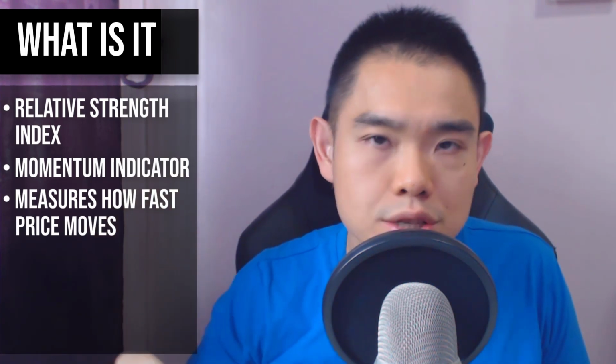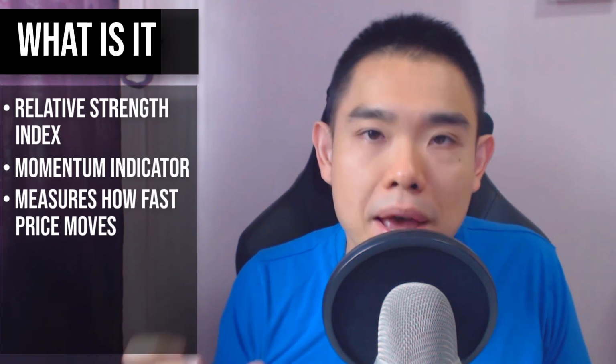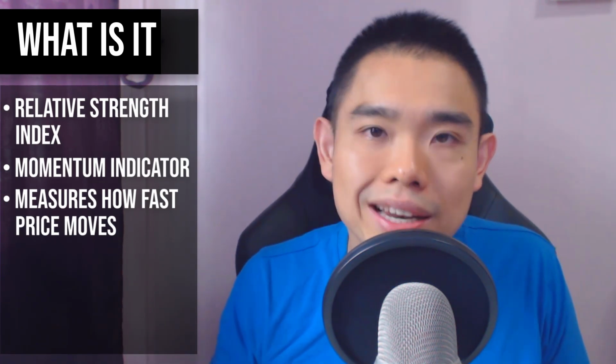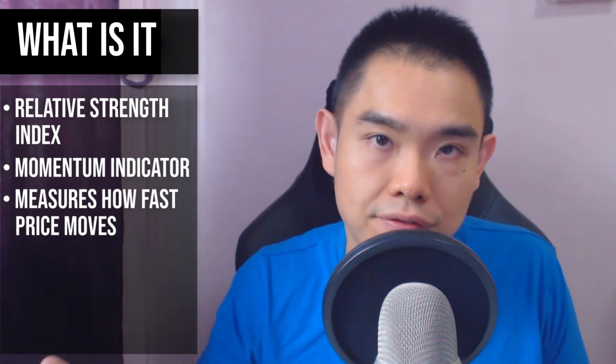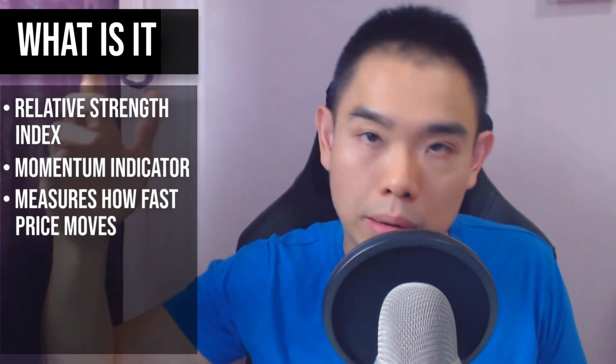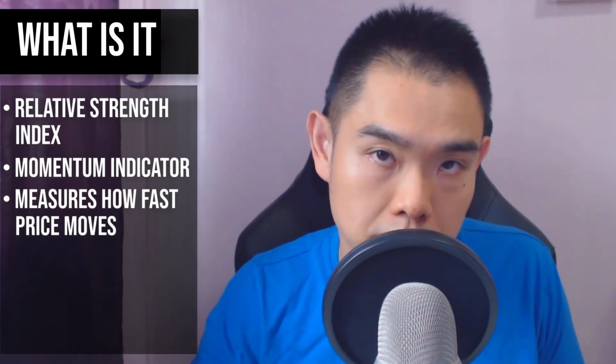So as you can see, the main concept that I want you to take away is that the RSI is a measure of momentum. It measures how quickly the price goes up or how quickly the price goes down, and that's how your RSI can fluctuate between 20, 30 and go all the way up to 70, 80 or even 90, especially when there's strong momentum in the market.